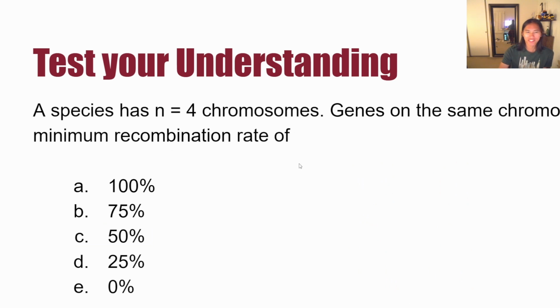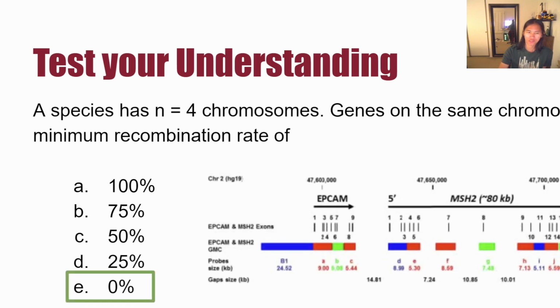The minimum recombination rate for the genes on the same chromosomes then will be 0%, because if they're on the same chromosome, then the ones that will have the minimum recombination rate are going to be the ones that are completely linked together, meaning that they cannot have any crossovers as talked about earlier.